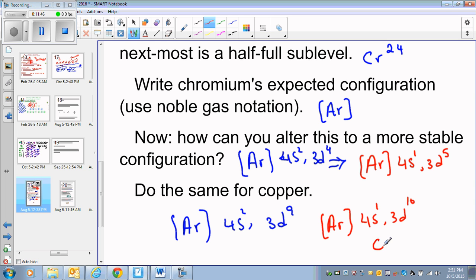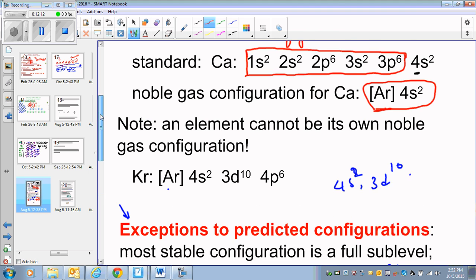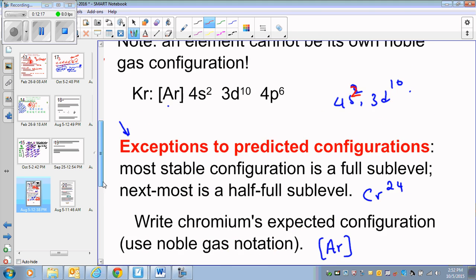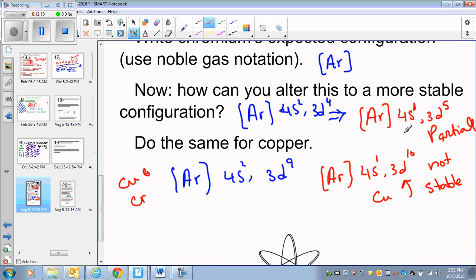So copper will complete the 3d10 before it goes to 4s1, and chromium will have half filled s and half filled d. Partially filled s and partially filled d, which is not stable. This is not stable, but this is how they are. This is why we say that copper and chromium are exceptions to the predicted configuration rules. So keep that in mind, that in all the configurations that I was doing, I was completing the 4s2 before going to 3d10, but for copper and chromium, the 4s is partially filled and electrons are in d orbitals.